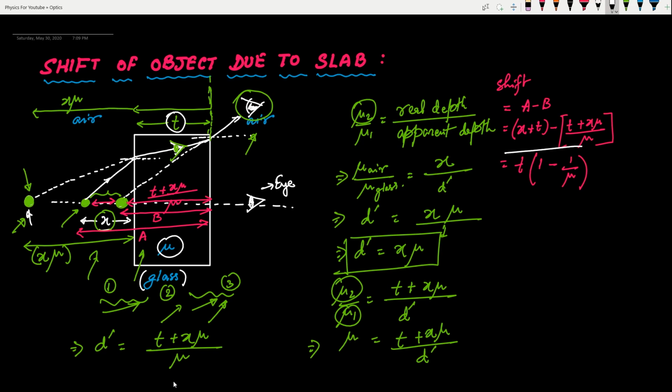Now you need to remember this formula for the shift. Just remember that this will work only when the medium on this side and the medium on the other side are the same. If it is air, then that side should be air. If this side is water, then the other side should be water. Both media should be the same, only then this formula will work.